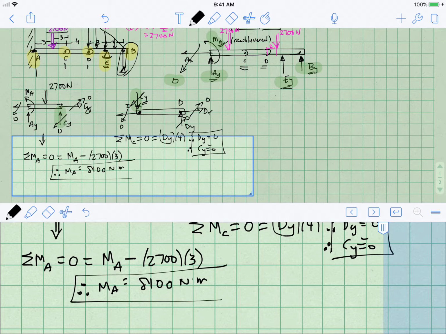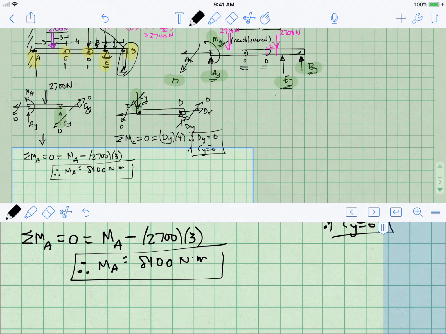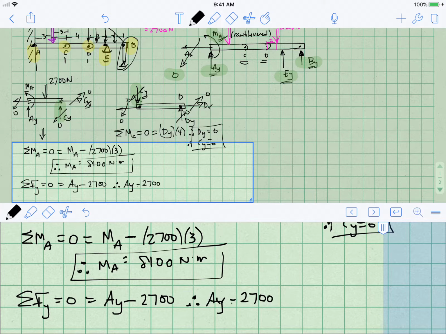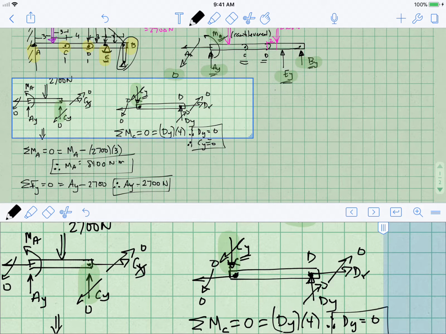And that was one of the unknown things we were trying to find, so hooray, we're making progress. The second thing I can do relative to this segment is sum the forces in the y direction and set them equal to 0. What I get is Ay minus 2,700, Cy was 0, is equal to 0. And therefore Ay is equal to 2,700 newtons. We are making excellent progress. We have now found 2 of our 4 unknowns.